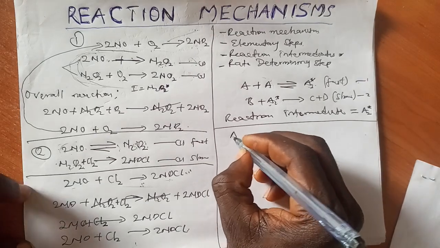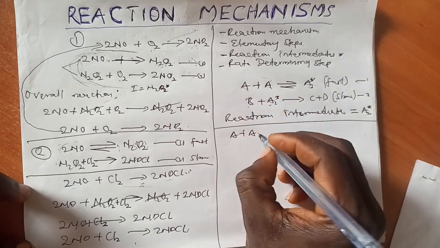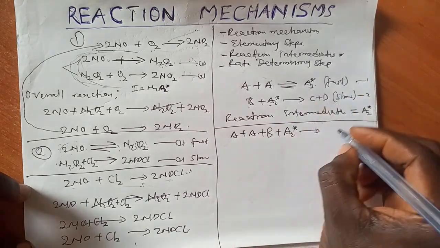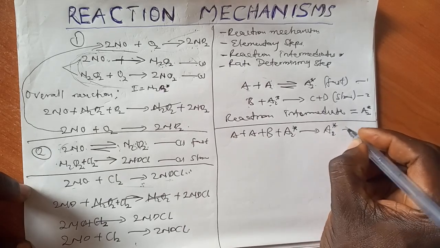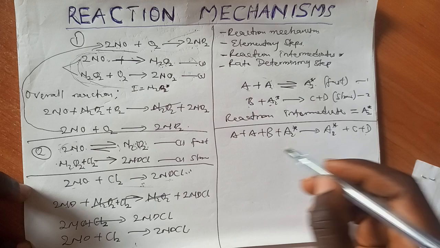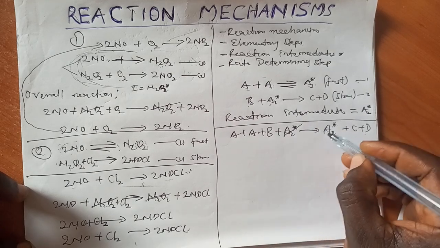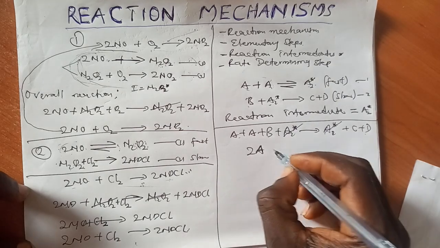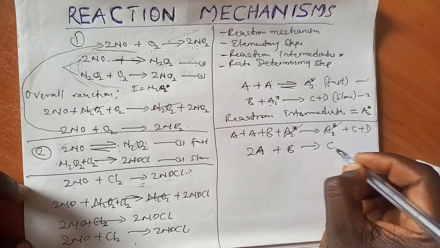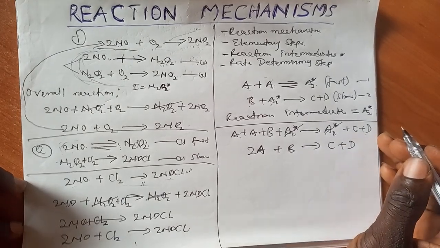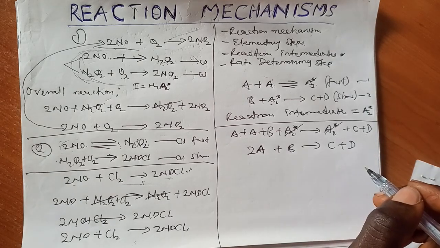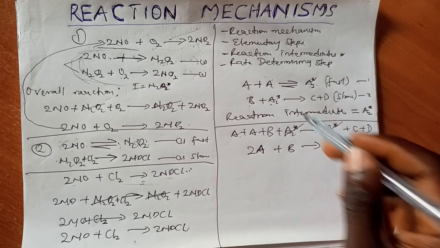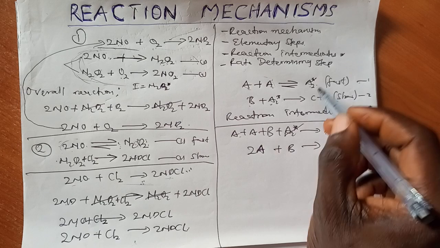So you say A plus A, then plus B, will give me A2 star, and then A2 star gives C plus D. If I am going to nullify, this will cancel the identical species. That means I am going to have 2A plus B to give me C plus D. This is the simple overall reaction for this mechanism.